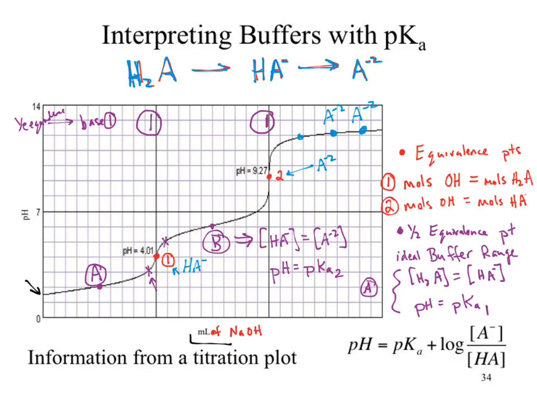So then where's the H2A? Is it only at the very beginning? At our very, very beginning, we have H2A. As soon as I move one step further up by adding base, what happens? I now have some HA minus. So it's not all H2A. Kind of makes sense?